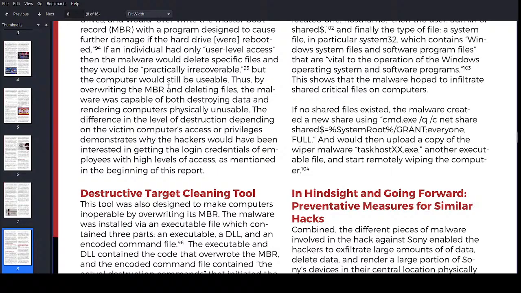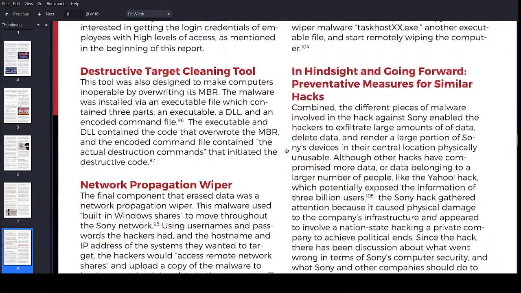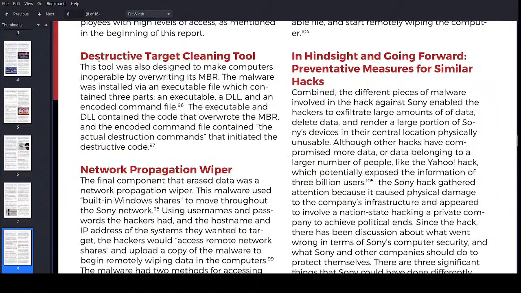Thus, by overwriting the MBR and deleting files, the malware was capable of both destroying data and rendering computers unusable. The difference in the level of destruction, depending on the computer's access or privileges, demonstrates why hackers would have been interested in getting the login credentials of an employee with high levels of access, as mentioned in the beginning of the report. Destructive target cleaning tool. This tool was also designed to make computers inoperable by overwriting its MBR, master boot record.